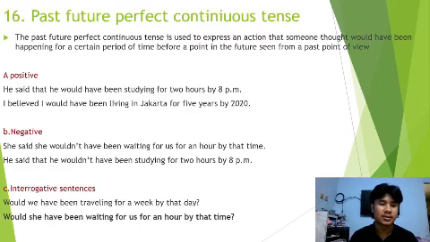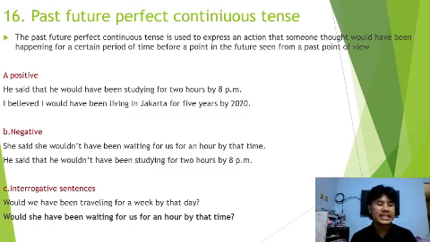For the next tense, past future perfect continuous tense. The past future perfect continuous tense is used to express an action that someone thought would have been happening for a certain period of time before a point in the future, seen from a past point of view. Example, positive sentence: he said that he would have been studying for 2 hours by 8 p.m. I believe I would have been living in Jakarta for 5 years by 2022.